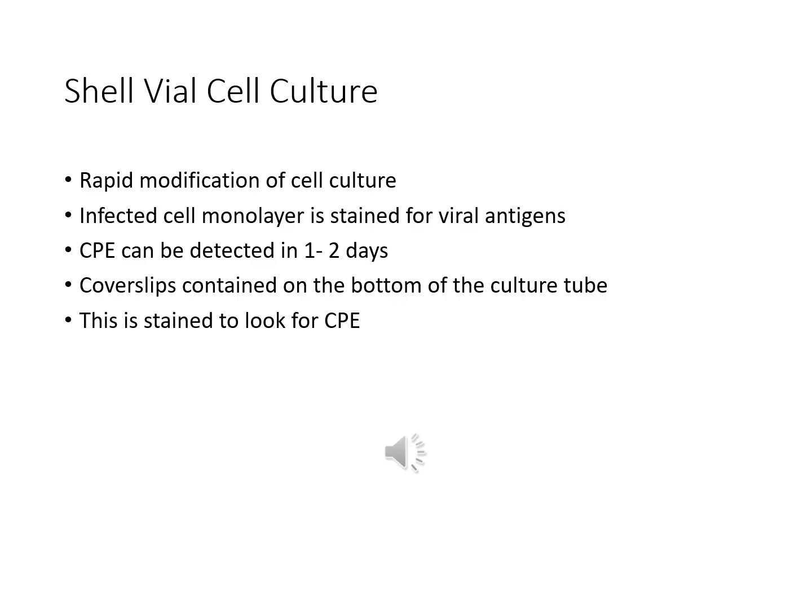And then we have shell vial cell culture. This is a modification of a cell culture. So an infected cell monolayer is stained for viral antigens. The CPE, or the cytopathic effect, then can be detected in 1 to 2 days. The cover slips are contained at the bottom of the culture tubes, so it's a lot less hassle than it is to set up for the CPE, and then it is stained to look for the CPE.